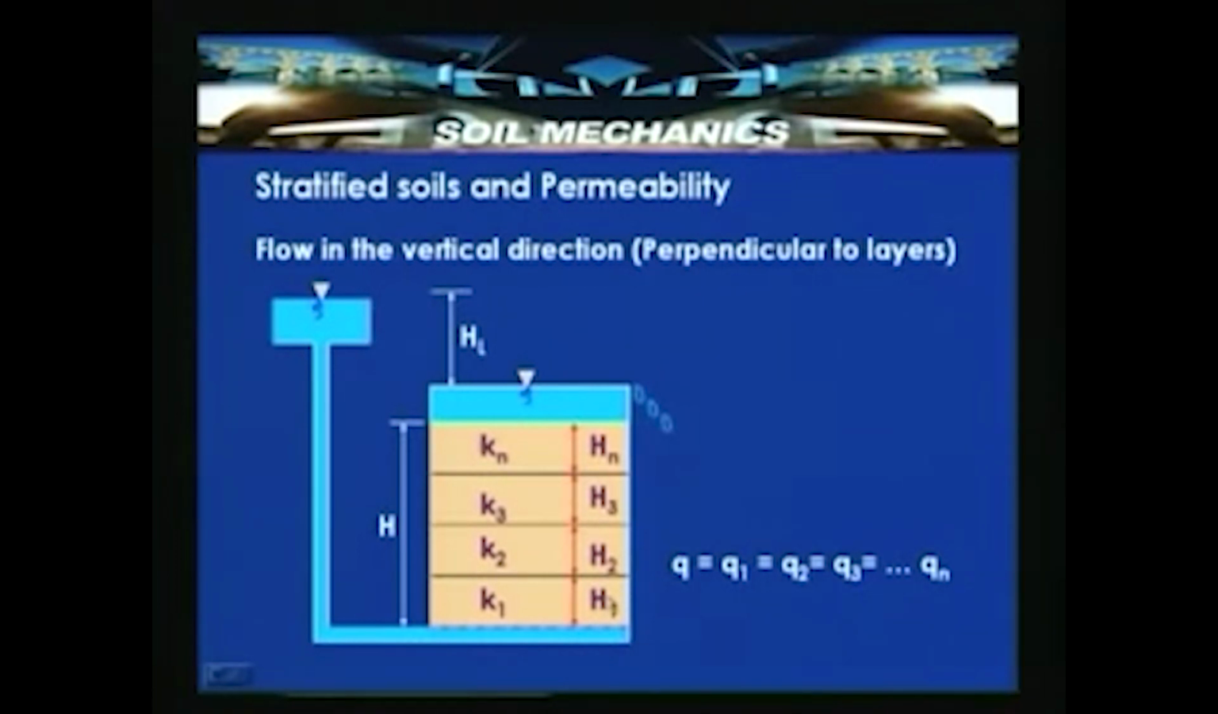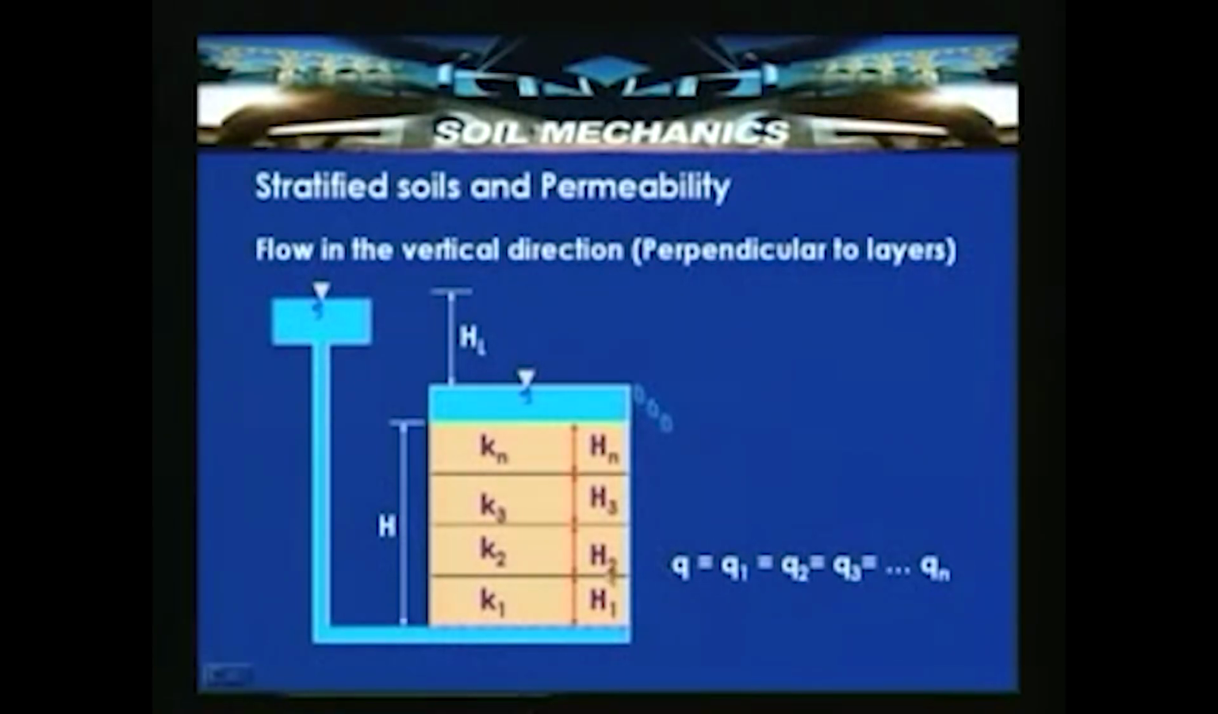Here H is equal to H1 plus H2 plus H3 and so on to Hn, and when the flow is occurring, the entire flow, instead of getting divided into Q1, Q2, Q3, Q4 and expressed as a summation as in the previous case, here it will be Q is equal to Q1 is equal to Q2 is equal to Q3 is equal to Qn. So, this is condition 1 here, because the same water is entering and then erupting out once the head is elapsed.